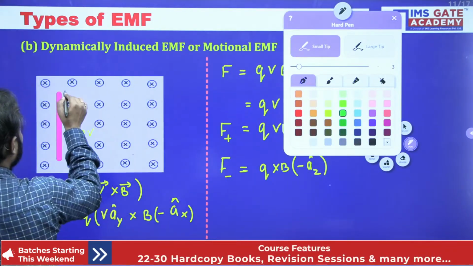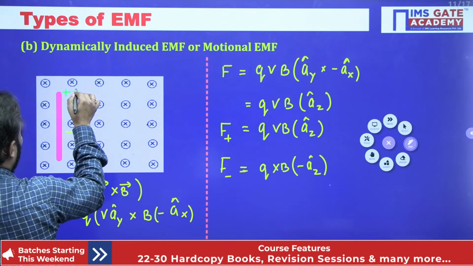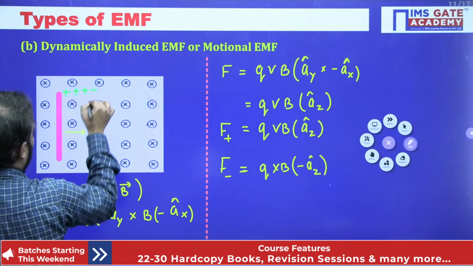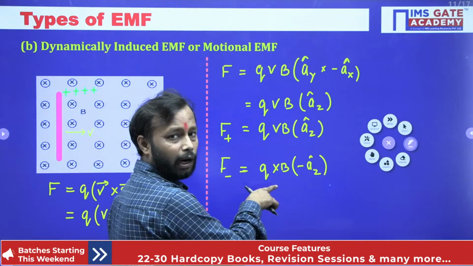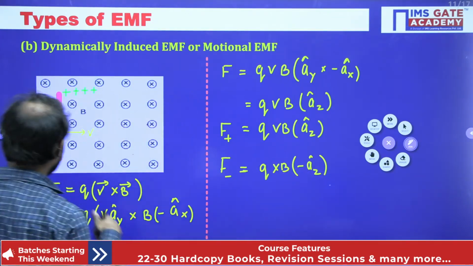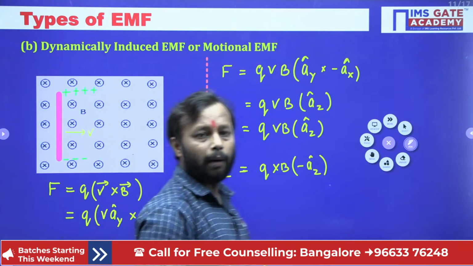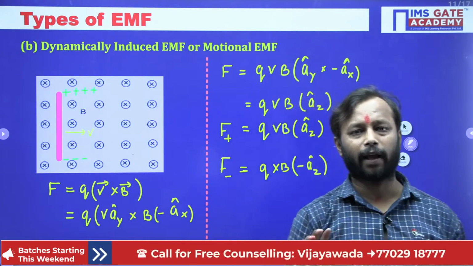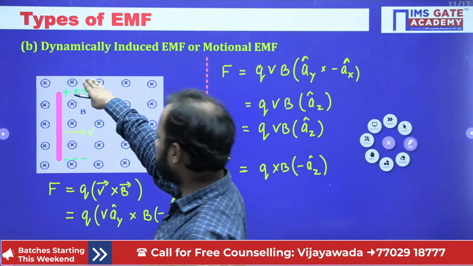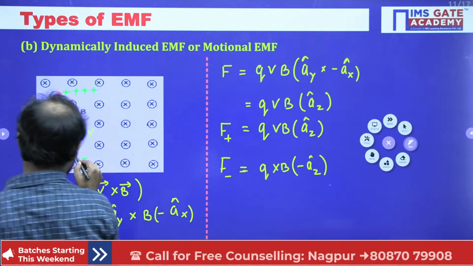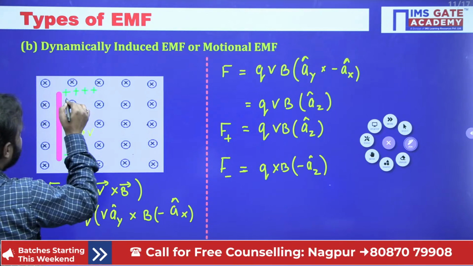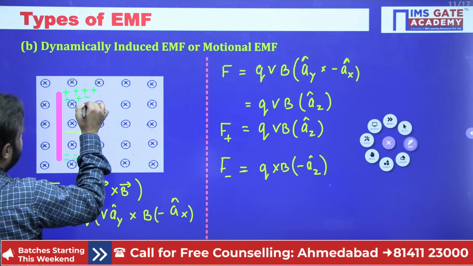The positive charge will tend to accumulate at the top, in the +Z direction. Similarly, the negative charge will accumulate in the minus Z direction, which is downward. Compare it with the XYZ axis. So the positive charge will be here and the negative charge will accumulate here, like this.